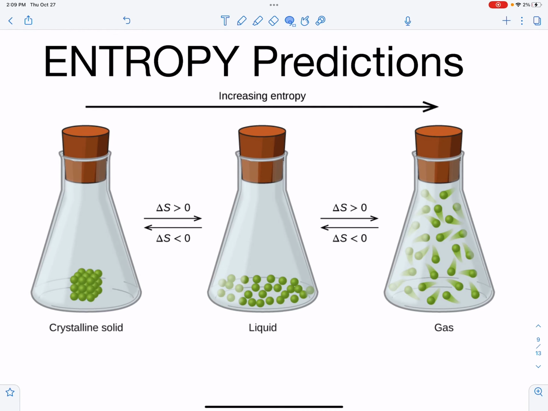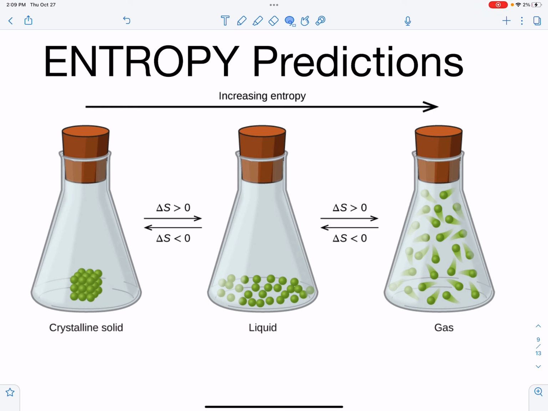So we have calculations and ways to actually calculate entropy, just like we have ways to calculate enthalpy. And there are these long charts. You're going to see this coming up very soon. But we can also get information just by predicting things about entropy.